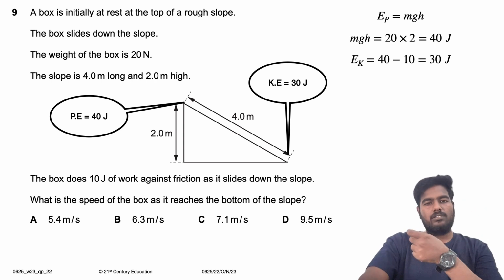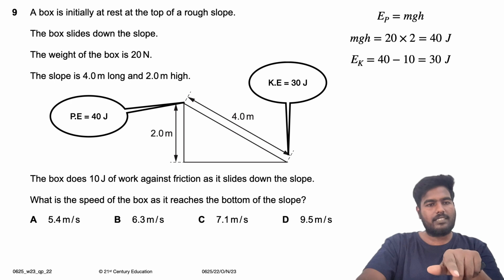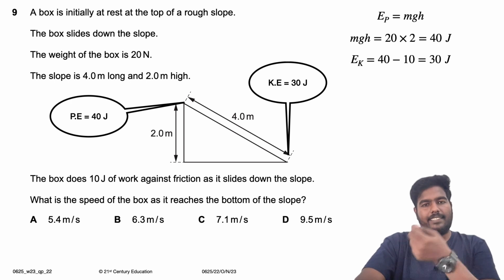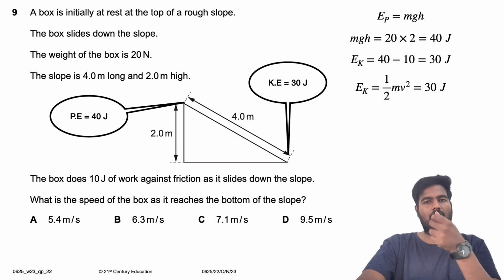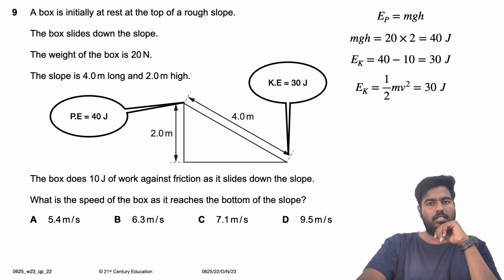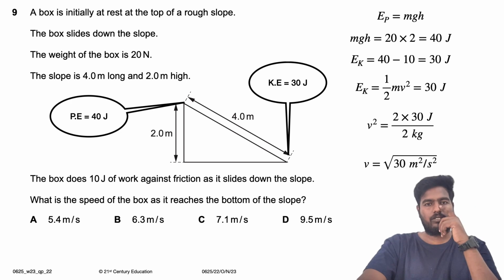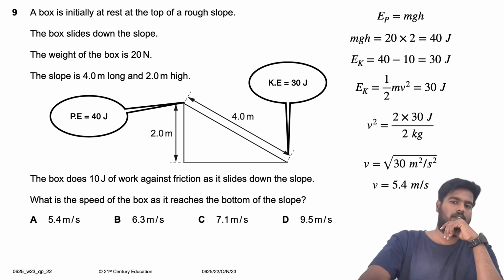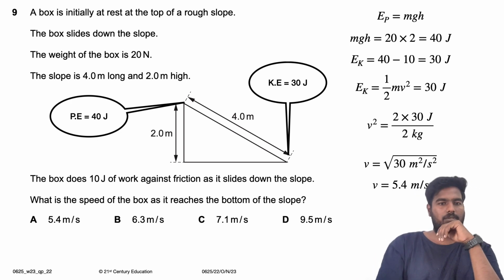This 30 joules is half mv square. What they're asking is the speed of the box, right? What connects the speed of the box and the kinetic energy is half mv square, which is equal to 30 joule. Now we just have to rearrange this equation to find v square. So v square will be 2 into 30 divided by the mass of the object. Mass of the object is 2 kilogram. So 2 into 30, 60, divided by 2. So v square is 30 meter square per second square, and if you take the root, it will be 5.4 meter per second. Do we have that as an option? Yes, option A is the right answer.